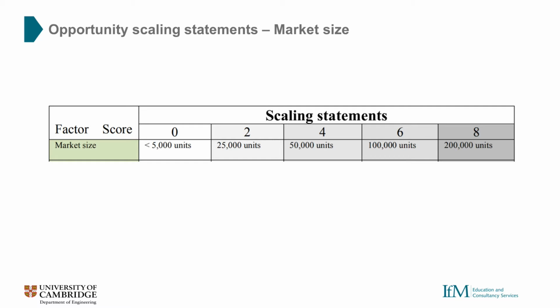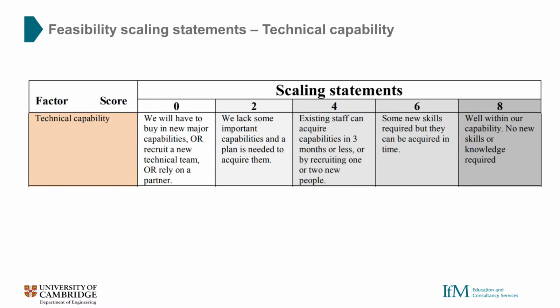Scaling statements help keep things consistent when several people collaborate in scoring, and they also help us to understand what the factors actually mean. To illustrate this, here are some scaling statements for the opportunity factor market size. You can see that the scaling statements have been made as concrete as possible. Similarly, here are some scaling statements for the feasibility criteria technical capability. Again, these statements are concrete.